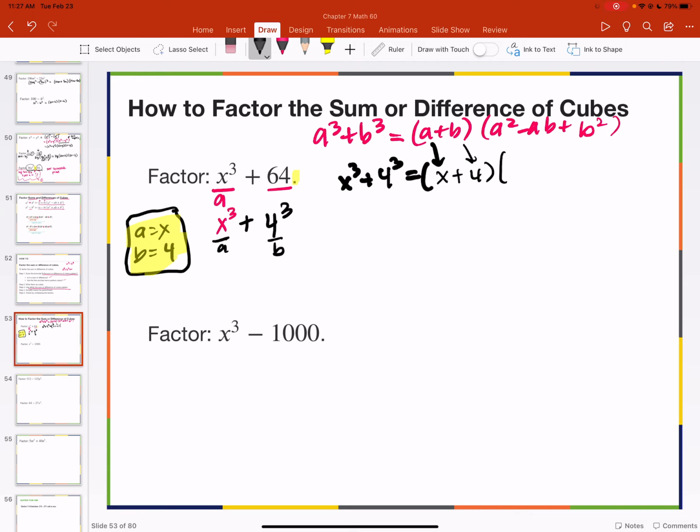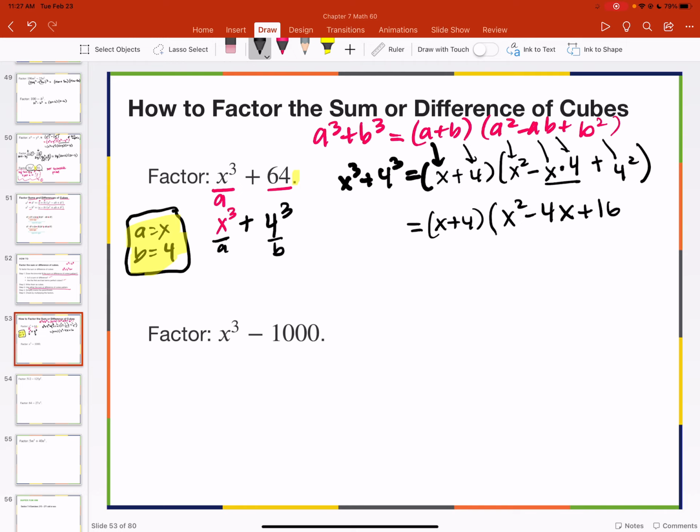Then A squared is going to be x squared minus, and then you have x times 4, right? Plus, and then you have 4 squared. So now we basically just directly plugged everything in, and now we get to simplify this. So x plus 4, and then x squared. x times 4, we don't really write that. We write 4x, okay? And then plus 16, because 4 squared is 16.